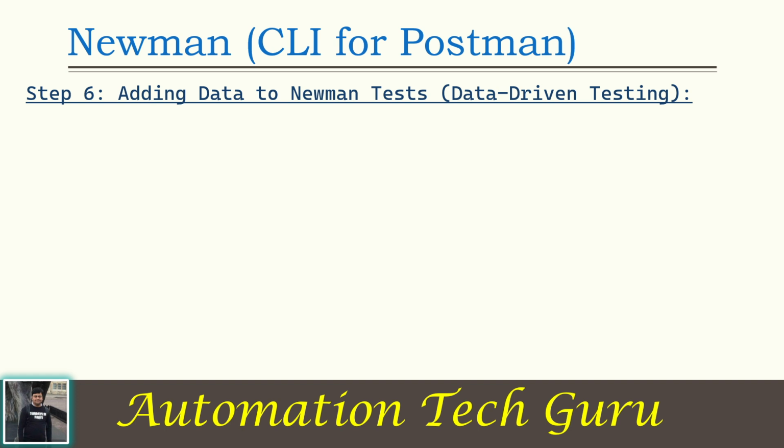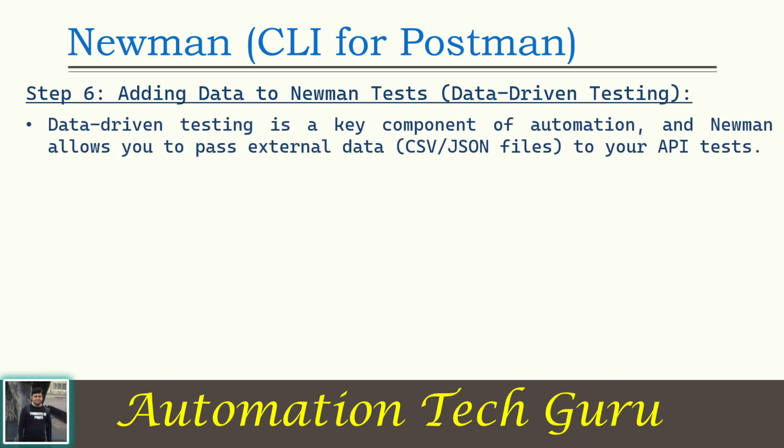Next is adding data to Newman test, DDT, data driven testing. Data driven testing is a key component of automation, and Newman allows you to pass external data, that is a CSV or JSON file, to your API test. So how you can do that? Running tests with the CSV file.